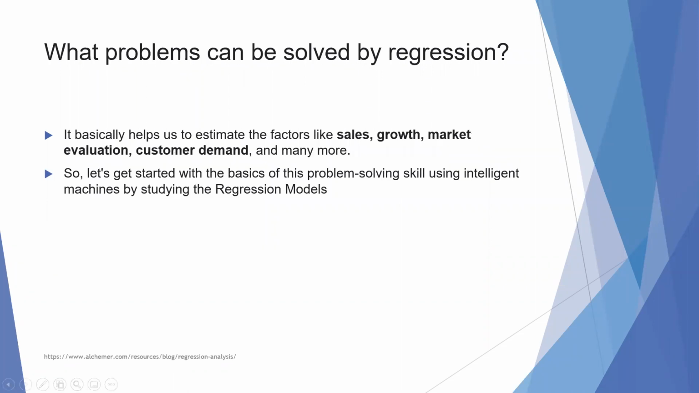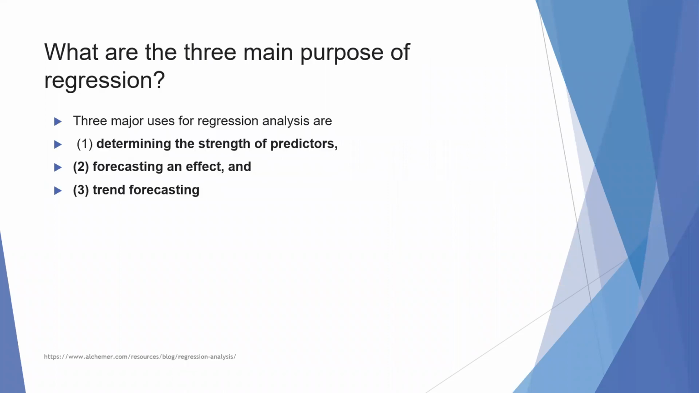What problems can be solved by regression? Basically, on a broader scale, regression is used for the estimation of factors like sales, growth, market evaluation, customer demand. But in healthcare settings and in terms of public health, it can be used in several ways, explained later on in the presentation. What are the three main purposes of regression? One is to determine the strength of the predictors, forecast the effect, and trend forecasting.